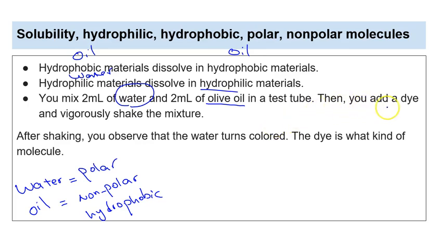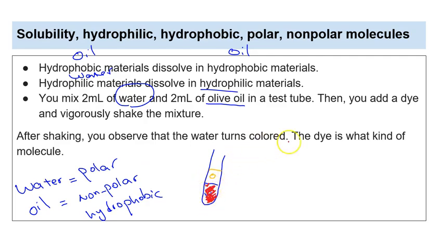Okay, and then you added a dye and shook the mixture. After shaking, you observe that the water turns colored. So if we add the water and oil, we know the water remains on the bottom, and the oil is going to be found here on top. But after adding the dye, we saw that the dye mixed in the water. So now our water is colored.